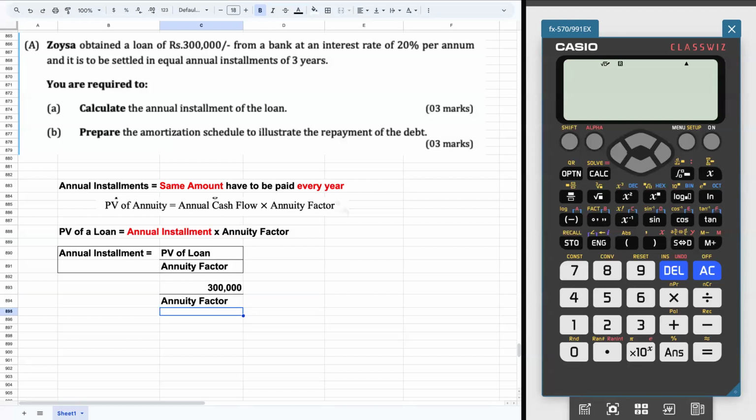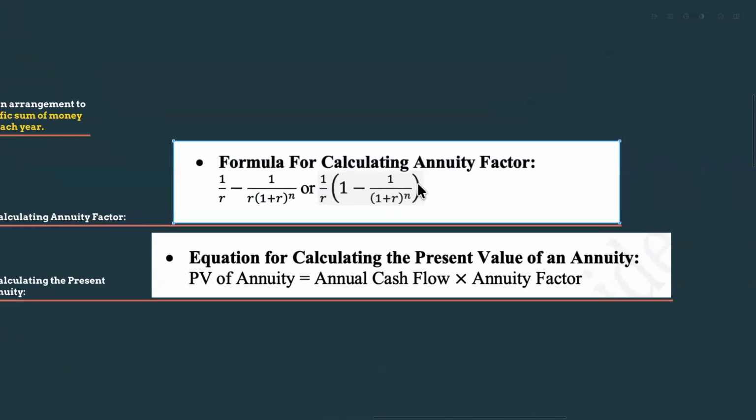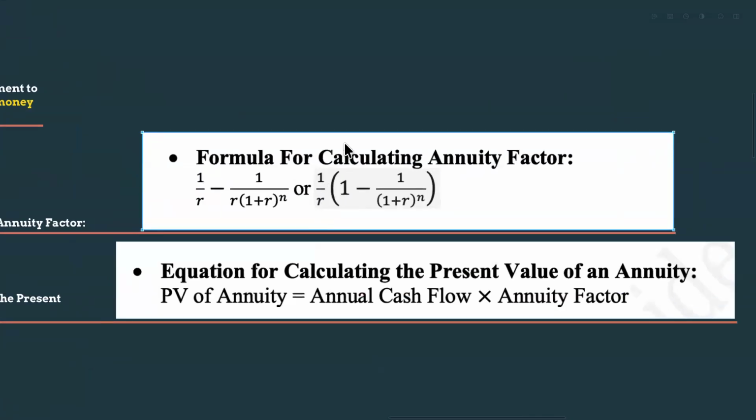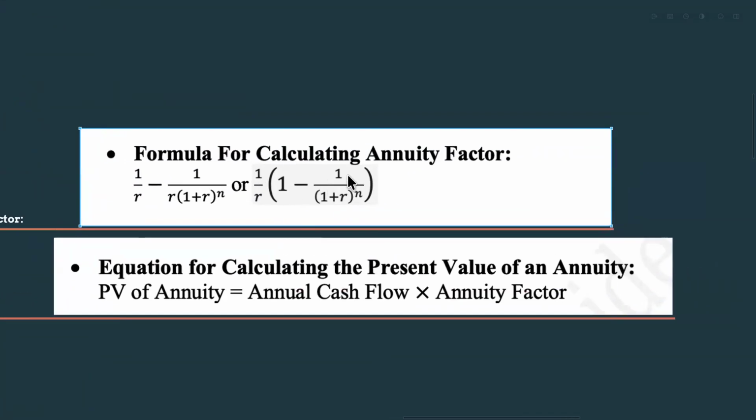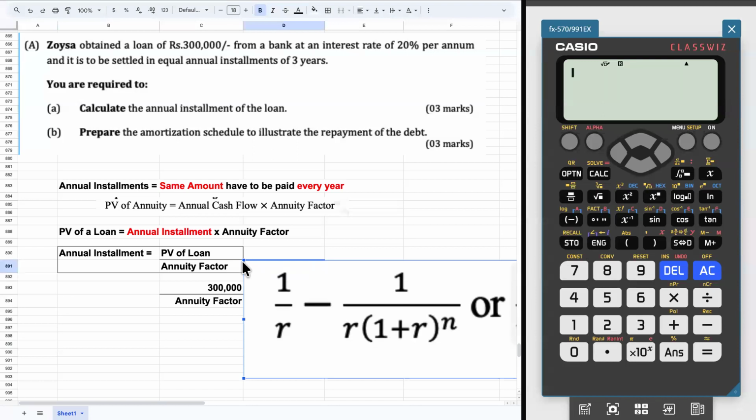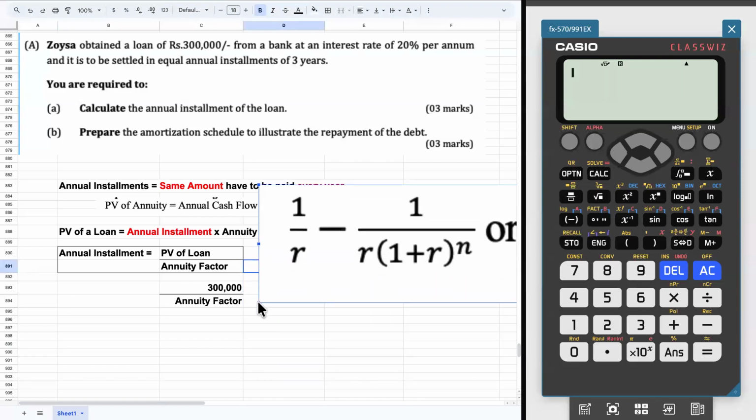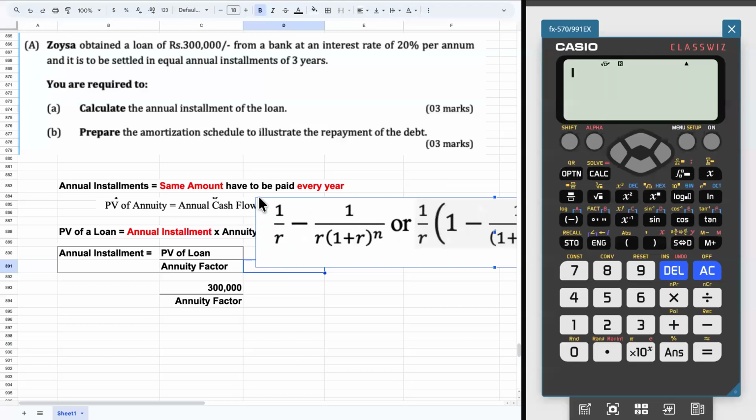So the annuity factor, how to calculate? You know the knowledge, right? Either by the formula or by the table. Let's do it first by the formula. Here is the annuity factor formula: 1 over R, open bracket, 1 take away 1 over (1 plus R) to the power n. Please remember this formula, my dears. Most of the time, they are not going to give you this formula in the examination paper, right?